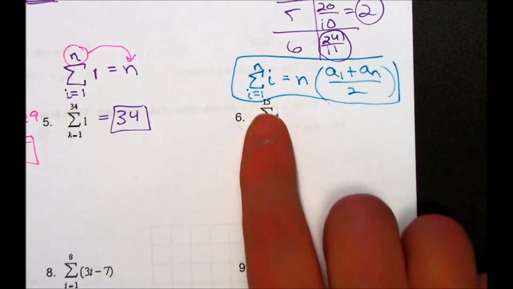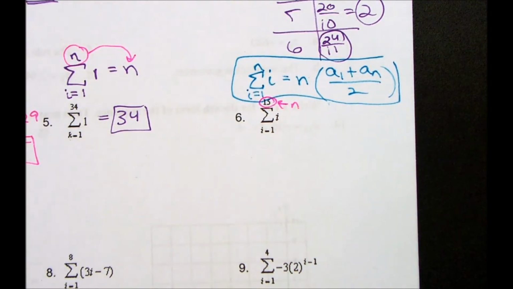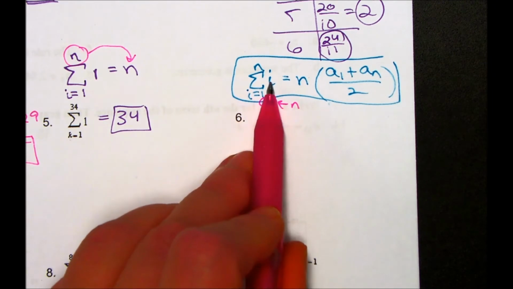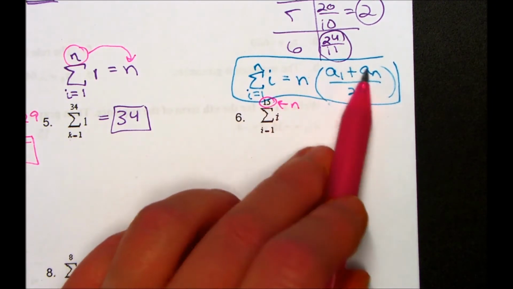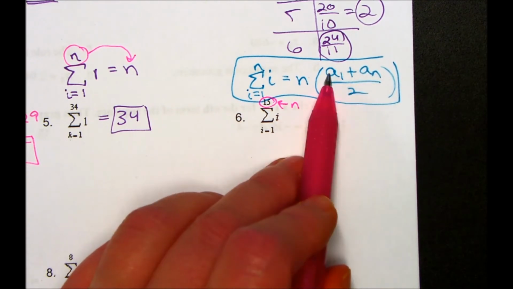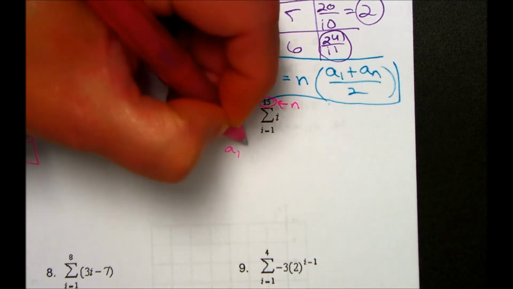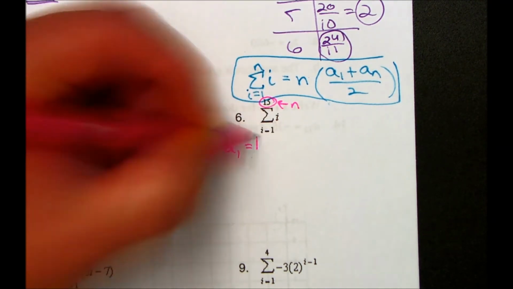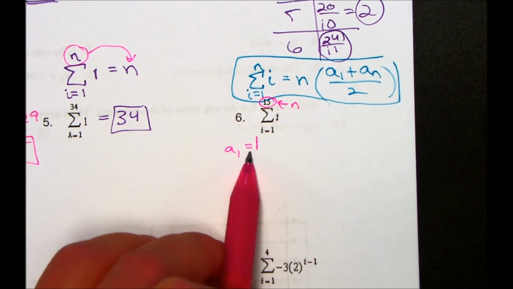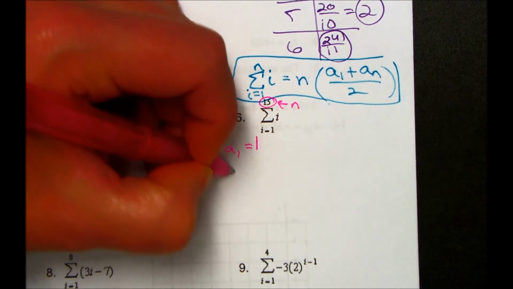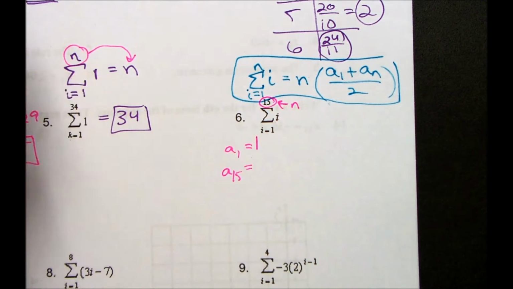So if we look at what we're given, n is 15. You can see that we have i to the first power just like this, and we're going to have to figure out what the first term and the last term in our sequence is. So the first term, a sub 1, is just equal to 1. You're just plugging 1 in for i, so your output would just be 1. The 15th term, if you plug in 15, you just are going to get 15.